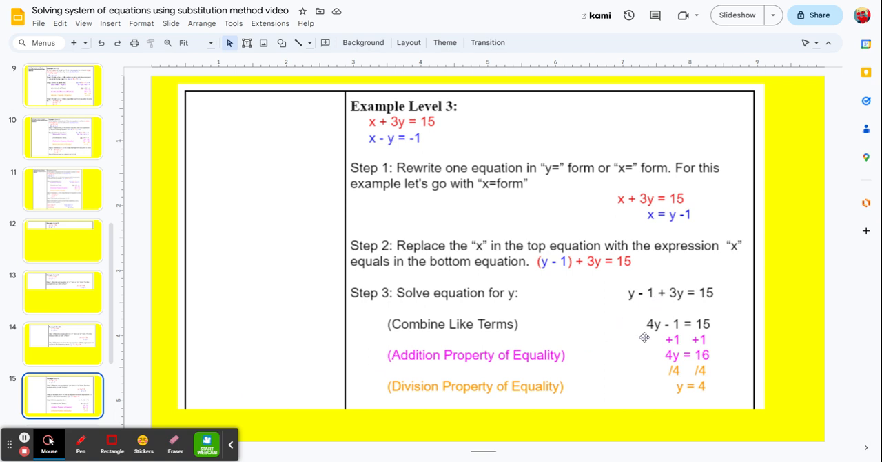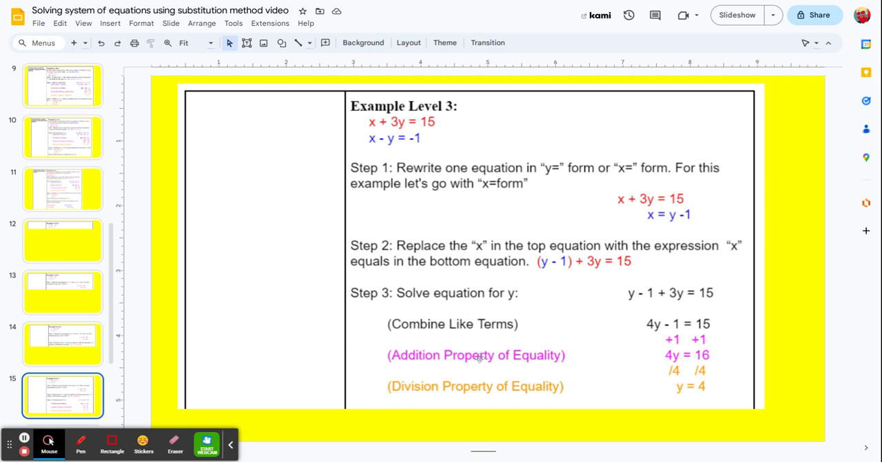So we solve for y. We combine like terms. We get 4y minus 1 equals 15. We use the addition property of equality. We add 1 to both sides. We get 4y equals 16. We want 1y, so we use the division property of equality to divide both sides by 4 to get y equals 4. So y equals 4.